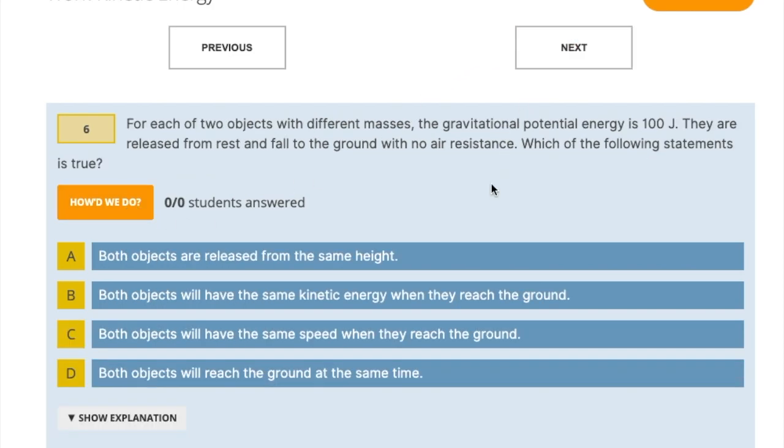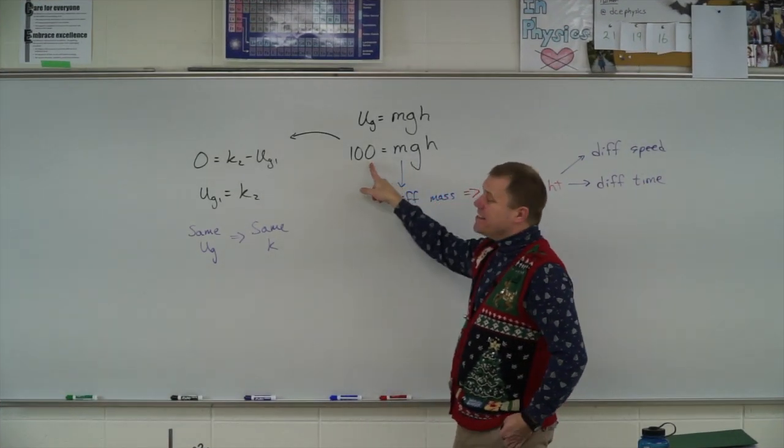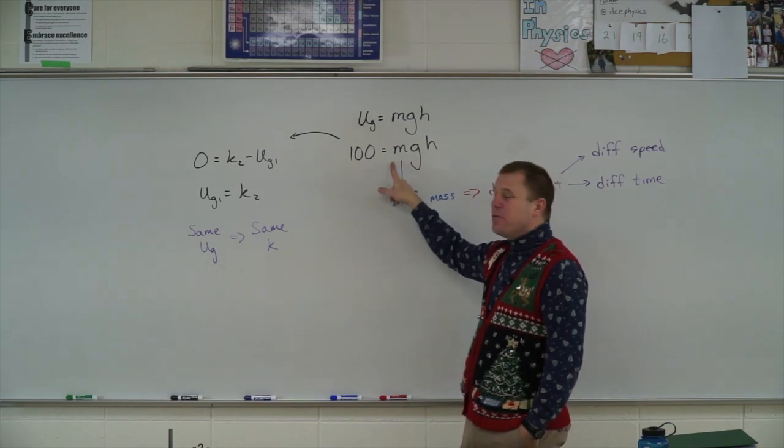For each of the two objects with different masses, the gravitational potential energy is 100 joules. They are released from rest and fall to the ground with no air resistance. Which of the following statements is true? Okay, so we got our two objects. They have the same amount of potential energy, but they have different masses.